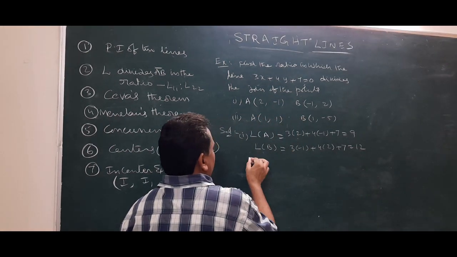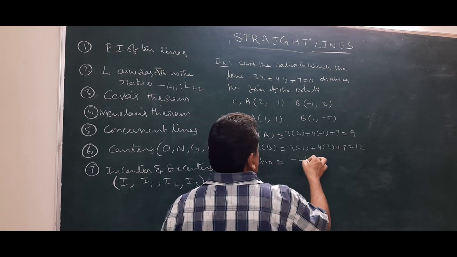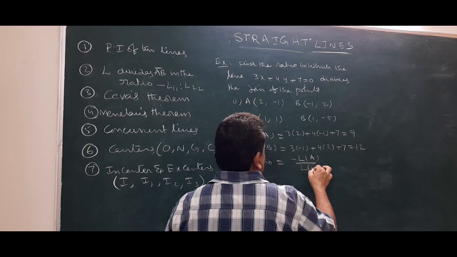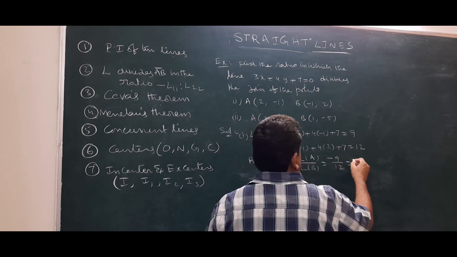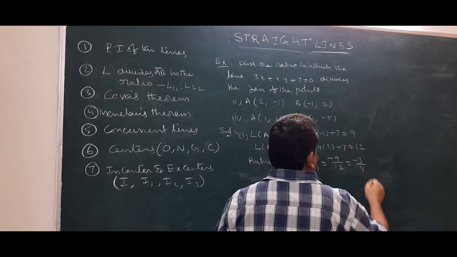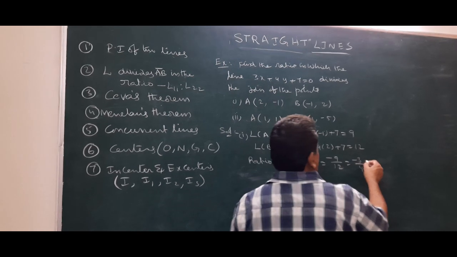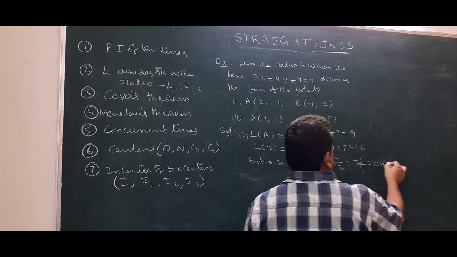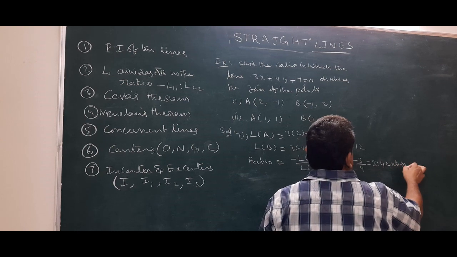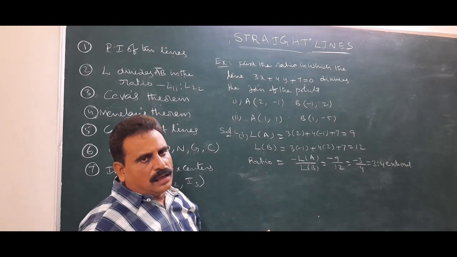Ratio equal to minus L of A by L of B. That means minus 9 by 12. That equal to minus 3 by 4. 3 cancel that. 3 is to 4 externally. Minus indicates external. 3 is to 4 externally.